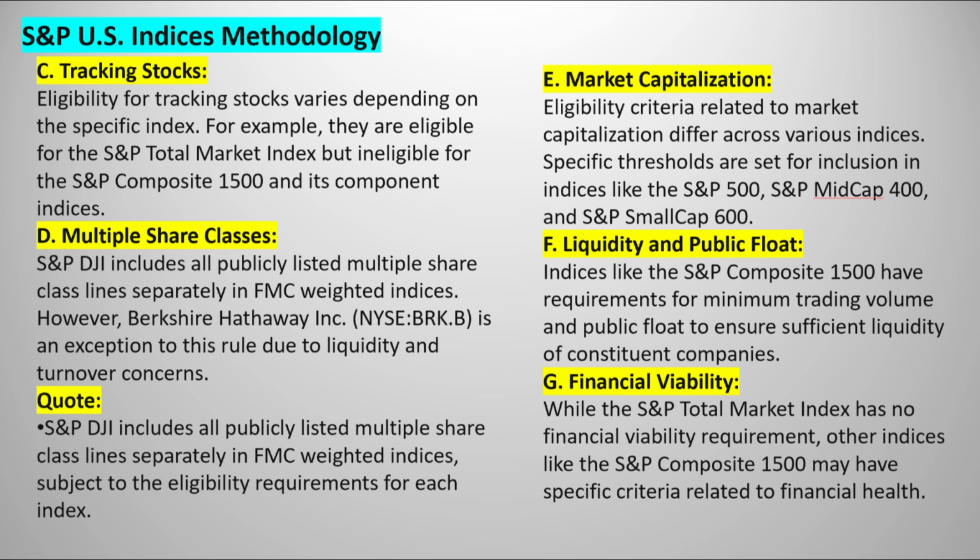Okay, so we've got the main eligibility criteria figured out. We know who's invited to the party. But now let's talk about how the guest list is actually put together. How do they decide which companies go into each specific index? Is there like a secret formula they use?